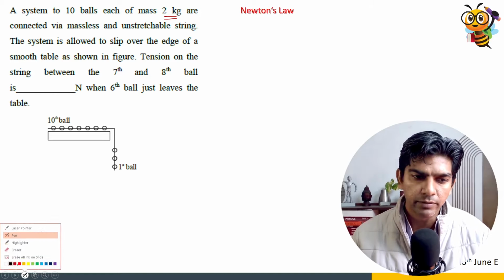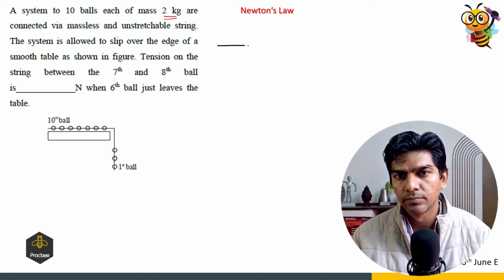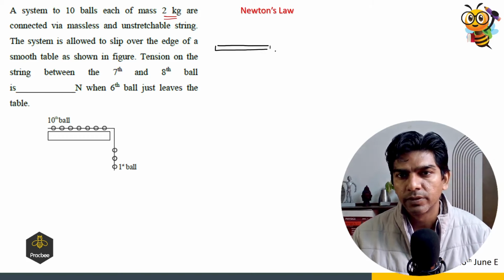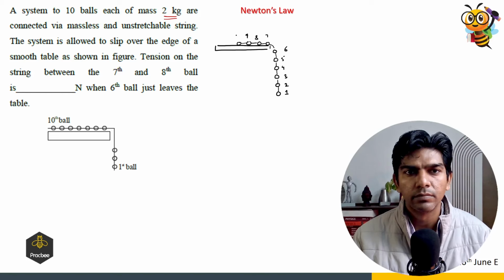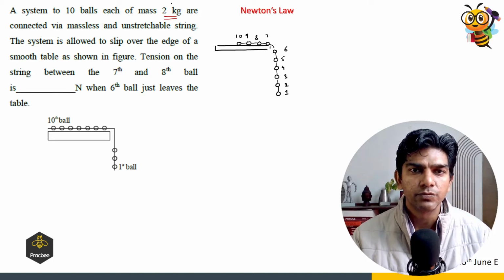So let me redraw the diagram. So this will be 6th, 5th, 4th, 3rd, 2nd, and 1st, right? So 1, 2, 3, 4, 5, 6. And here we have 7th, 8th, 9th, and 10th, right? And each ball has a mass of 2 kilograms.